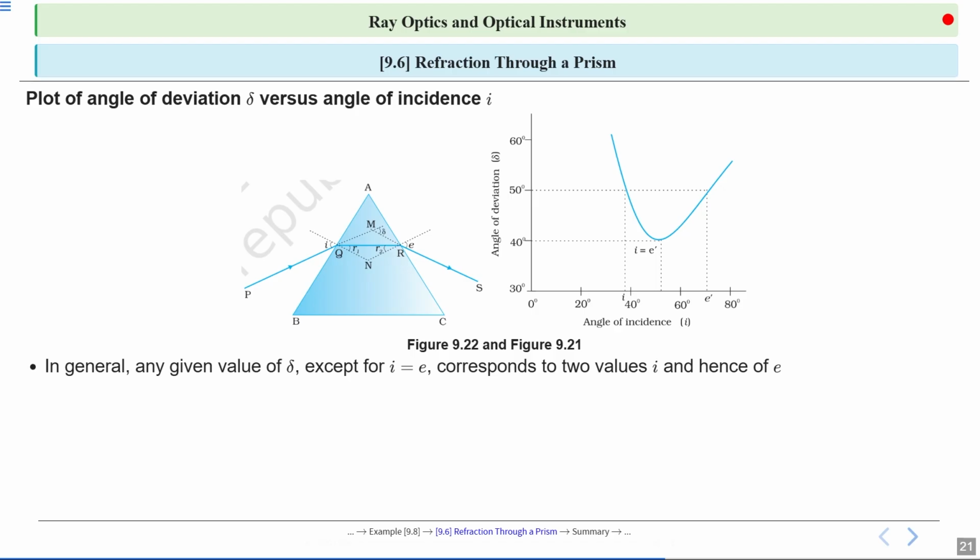So for any given angle of deviation, except when the angle of incidence equals the angle of emergence, there are typically two corresponding values for the angle of incidence and emergence. This duality is important because it shows the symmetry of how light behaves when passing through the prism.